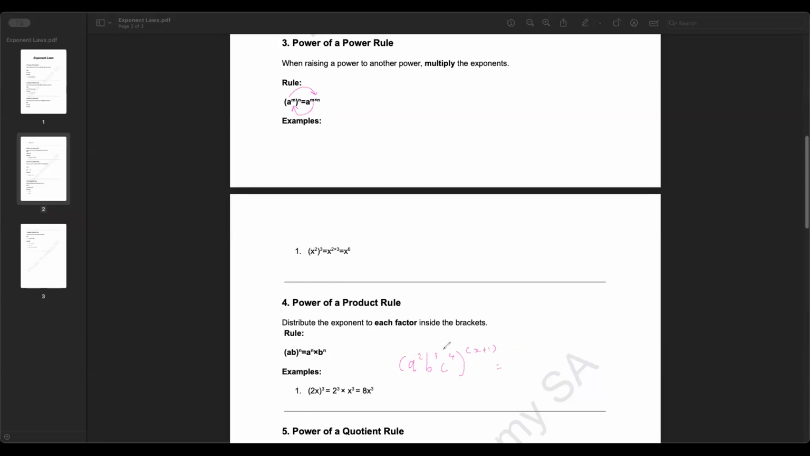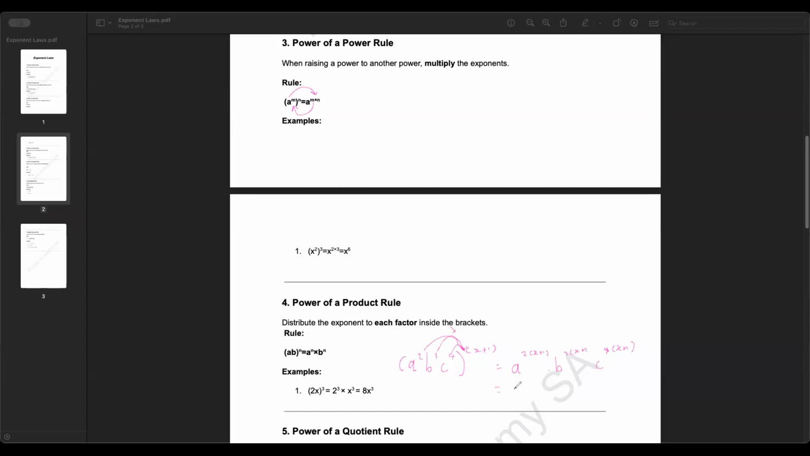So according to this rule, let's just write down our first base being a. So a to the power 2 into x plus 1, times b to the power 3 into x plus 1, times c to the power 4 into x plus 1. So very simple, we just apply this rule exactly how we see it. The 2 times there, 3 times that, and 4 times that. So all these are multiplied.